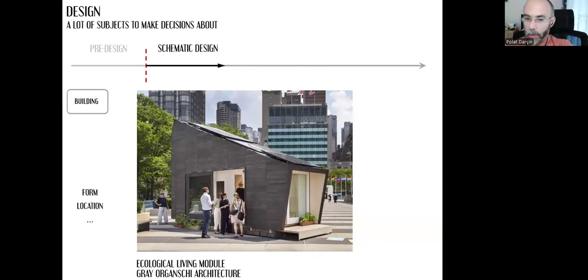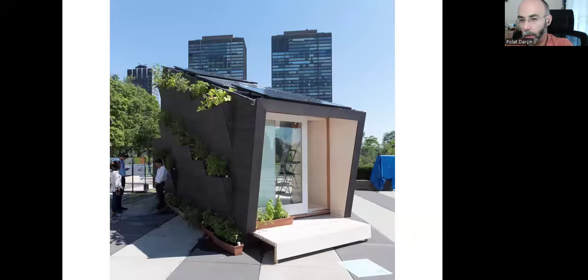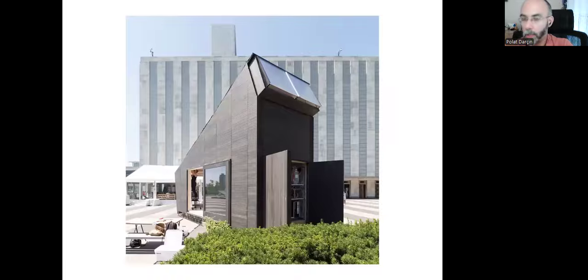You remember this example, this ecological living module designed by Gray Organji Architecture, and here the decisions about the building mass, we can see it right in front of us. It has this geometrical shape, and some surfaces have this color with strips on the vegetation. The upper part has different visual aspects. Some parts are transparent, and so on.